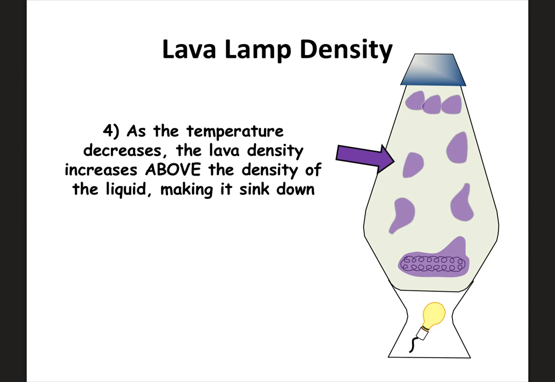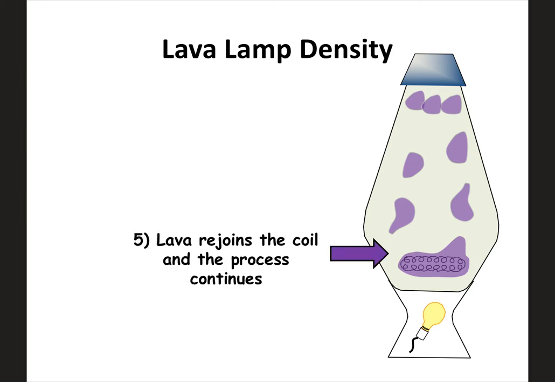So it's going to sink back down because less dense things float. As you drop the temperature, you're going to increase the density, making it more dense than the liquid. So it's going to float back down. This inverse relationship here with the density and the temperature. And then lastly, the lava piece would rejoin the coil here, start to increase the temperature again, and the whole process would continue. When you increase the temperature enough and you decrease the density below the density of the liquid, less dense things float, and the lava would just float up, and the process would continue.